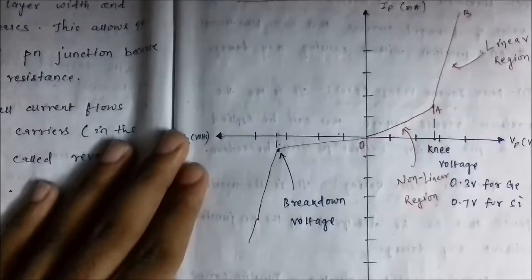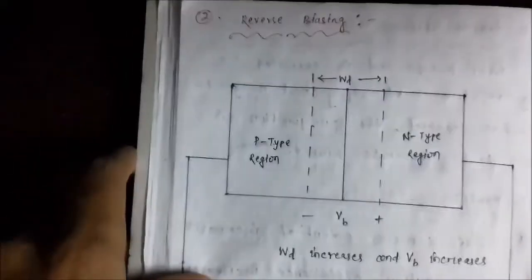No current flow actually in reverse bias condition, but that is the ideal state. But in practical conditions, some amount of current in the order of microamperes flows. It is because of the minority charge carriers. So let me show you. Let's say this is the reverse bias condition, reverse biasing of a PN junction.